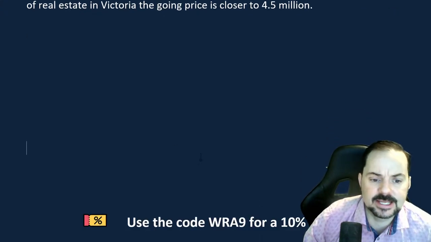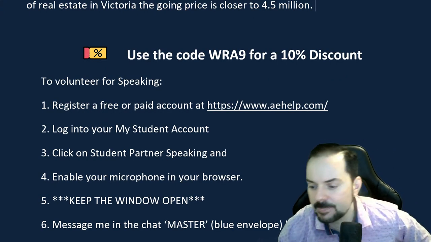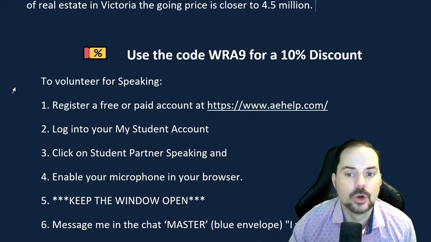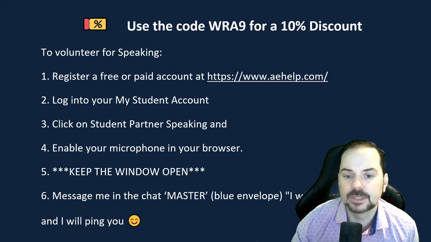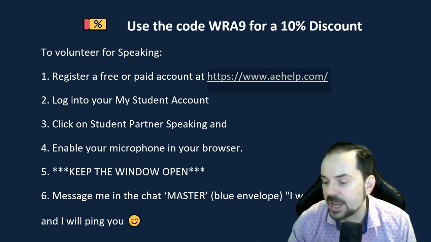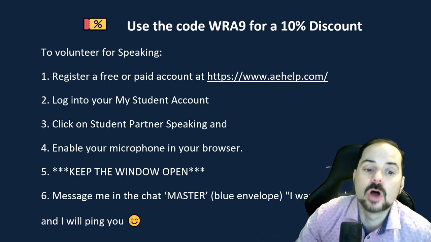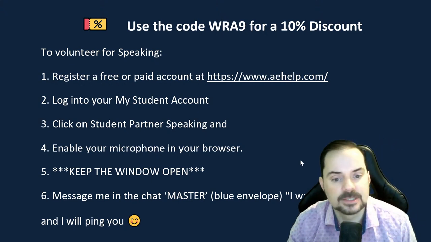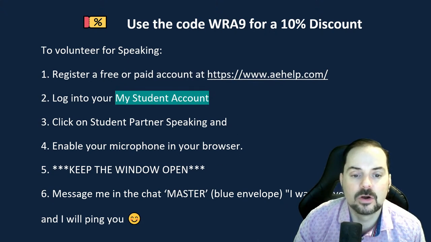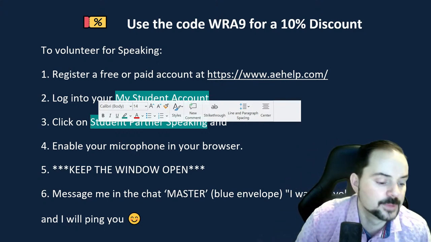So students, next step here is for you to practice your response volunteering. Okay. All right. Here we go. Volunteering for speaking, this is how we do it. Sarah, maybe for some of our newer members, if you could just put the instructions in the chat, that would be great. Go to aehelp.com. That's step number one. Okay, so go to the website. Log in. For those of you who have accounts, you should be logging in, checking your system, make sure everything is working. And then once you're in your My Student account, you click on Student Partner Speaking, check your microphone, check your browser settings, and then we will be good to go here.